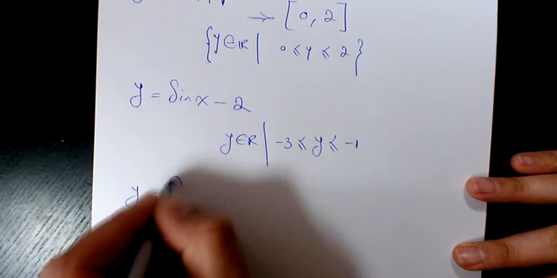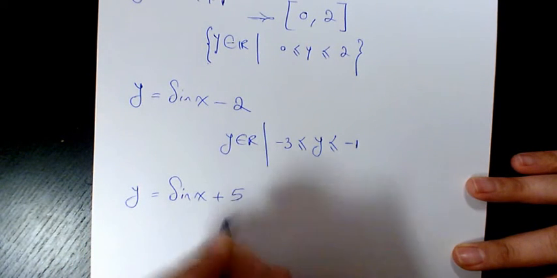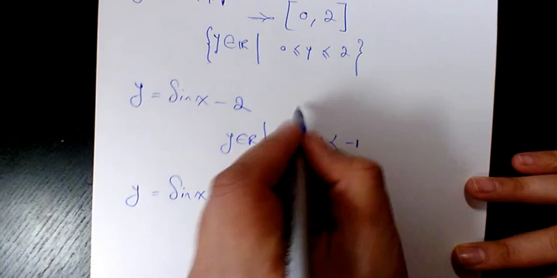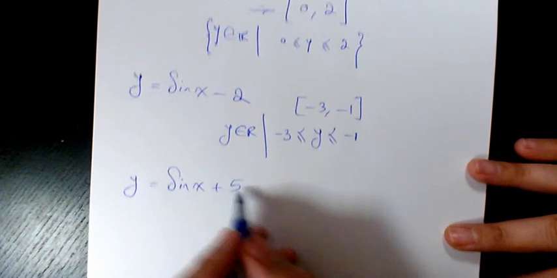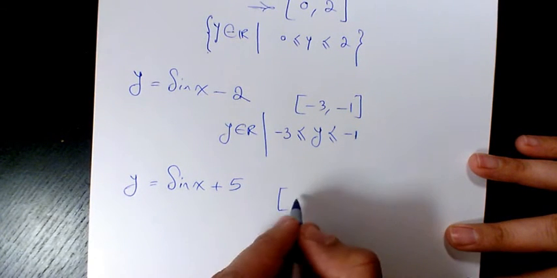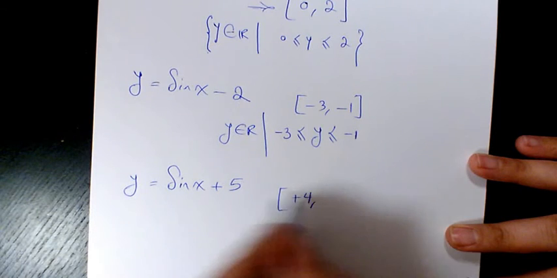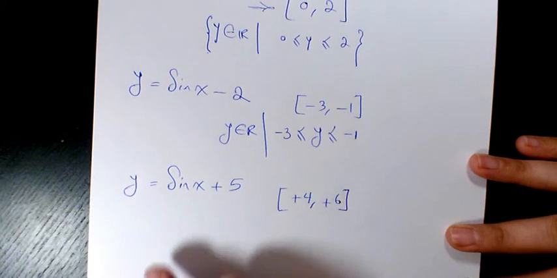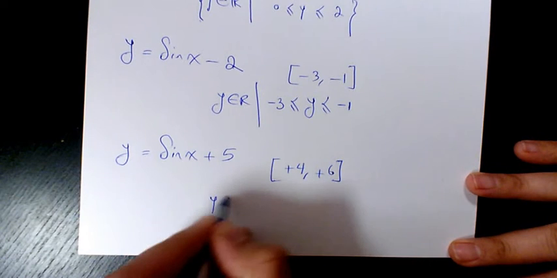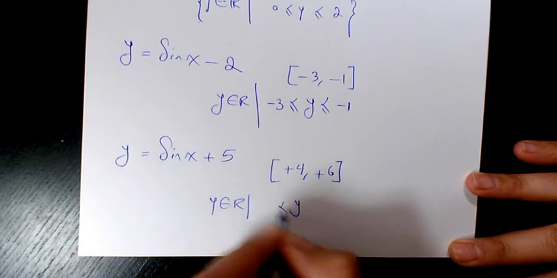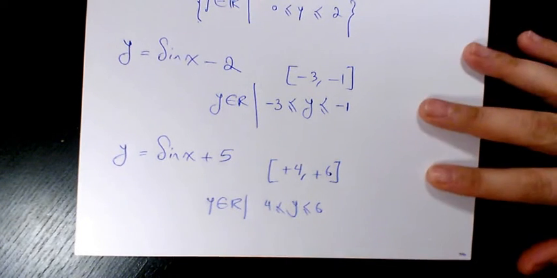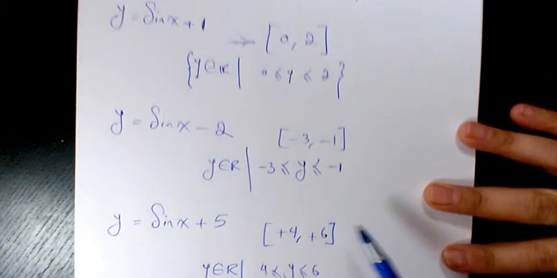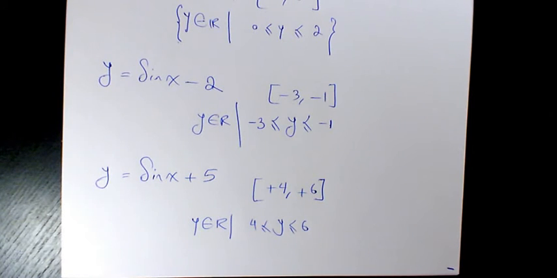Or if you have sin x + 5, again in this case, the previous one was -3 and -1, this case is going to go up by 5 units. So -1 plus 5 is going to be +4, and +1 plus 5 is going to be +6. So we have y ∈ ℝ such that y is between 4 and 6. So this is the concept of vertical shift, and that's how it changes the range and the minimum and maximum for functions.